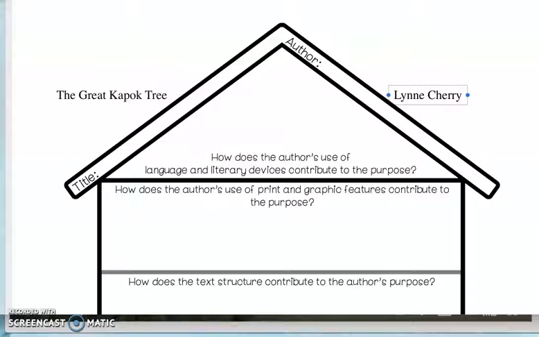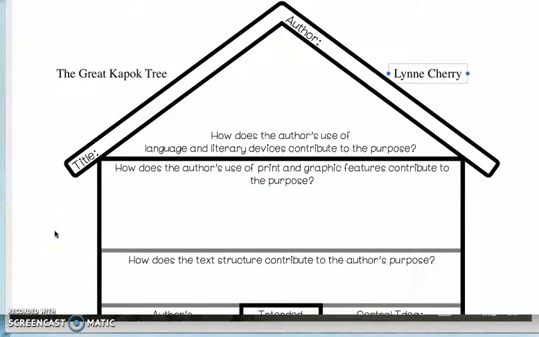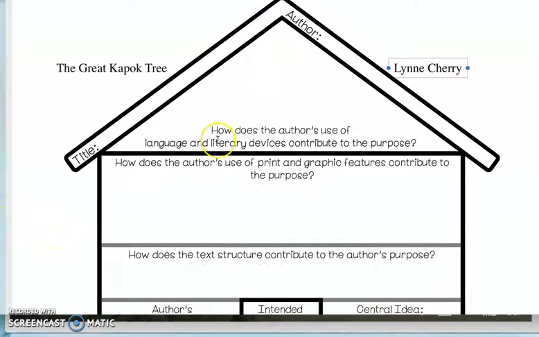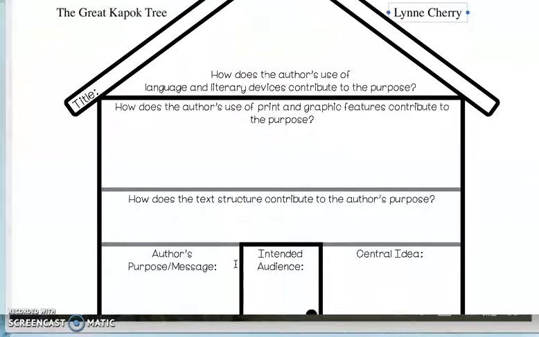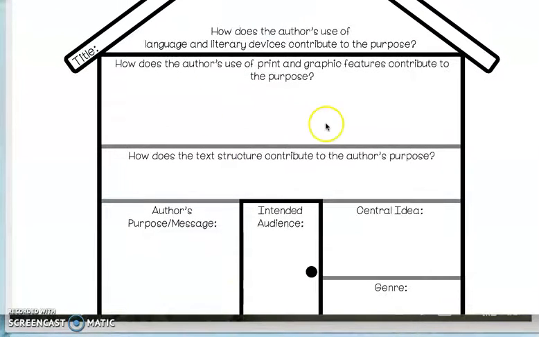Okay, so this first part of the house, how does the author's use of language and literary devices contribute to the purpose? We haven't covered that yet, so I'm not going to focus on that. But if you remember this from your past years of school, you can add to that section, okay? But what I do want us to look at is this next part. How does the author's use of print and graphic features contribute to the purpose?